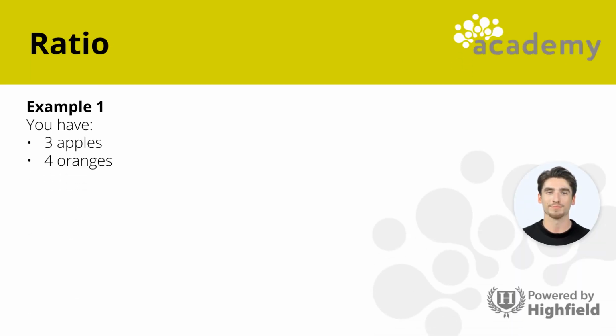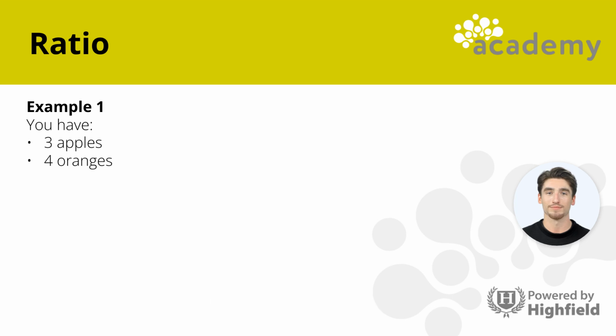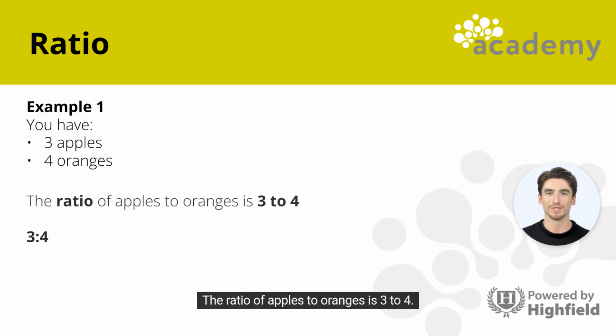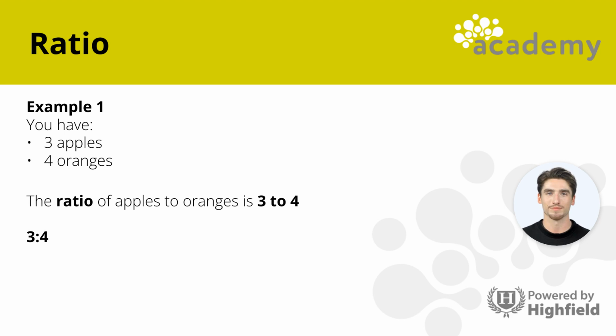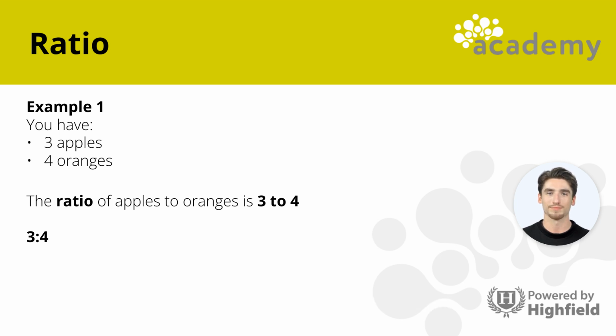Here's an example. Comparing how many apples to oranges there are. You have 3 apples and 4 oranges. The ratio of apples to oranges is 3 to 4. We can write this as 3:4. This means for every 3 apples, there are 4 oranges.